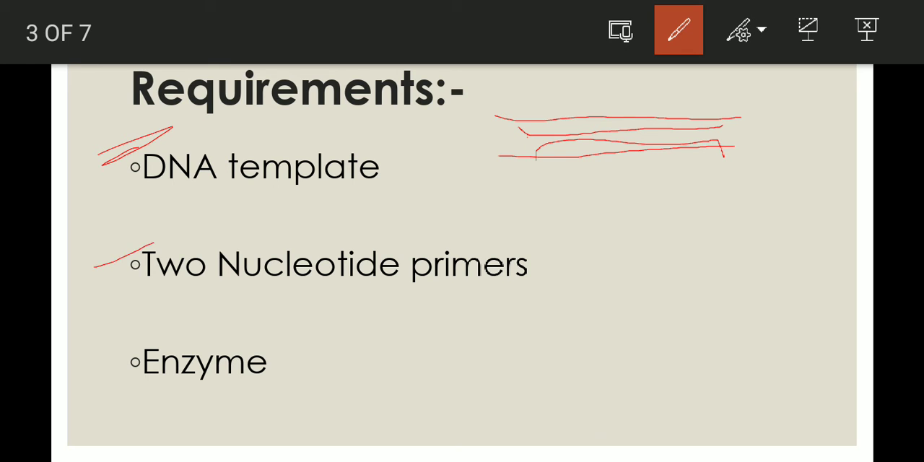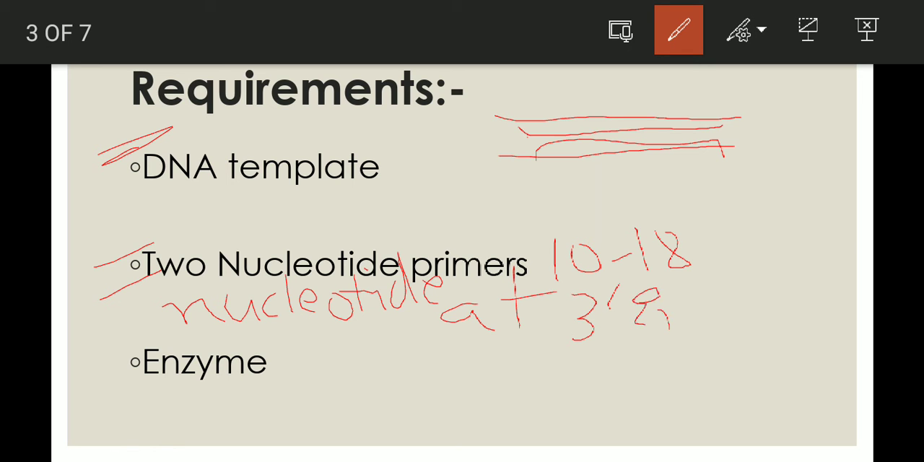Next, the second requirement is the two nucleotide primers. Note that these are 10 to 18 nucleotides long, with a complementary sequence present at the 3' end of the target DNA, right? So note it down, right? 10 to 18 nucleotides at the 3' end of the target DNA, right?